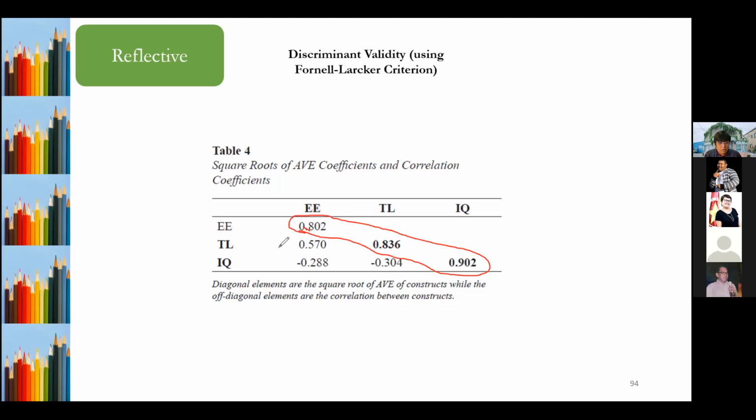So itong in-encircle ko ditong 3 values, ito yung tinatag nating diagonal values. Then you need to compare yung diagonal values sa mga off-diagonal. When I say off-diagonal, I am referring to 0.570, negative 0.288, and negative 0.304. Ang requirement is mas mataas yung diagonal values kaysa sa mga off-diagonal. Kapag ganun yung situation, ibig sabihin merong discriminant validity yung mga constructs mo. Tawag natin dyan Fornell-Larcker criterion.